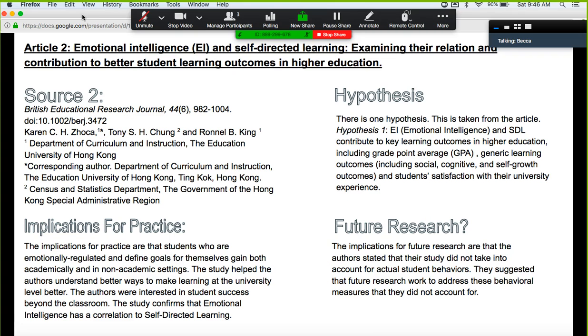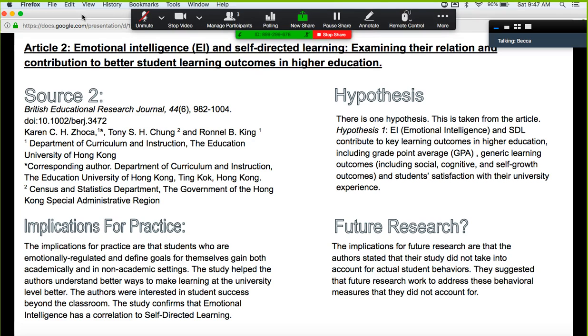Hi, our second research article called Emotional Intelligence, EI, and Self-Directed Learning: Examining Their Relation and Contribution to Better Student Learning Outcomes in Higher Education, was taken from the British Educational Research Journal. The authors were looking to see how emotional intelligence and self-directed learning contributed to key learning outcomes in higher education. Some of those outcomes were grade point average, social, cognitive, and self-growth outcomes, and students' overall satisfaction during their university experience. The authors conducted a survey twice throughout a year-long period, and students self-evaluated their own emotional intelligence.